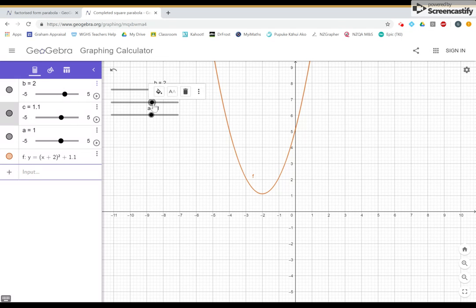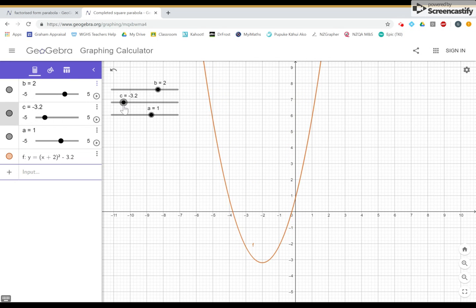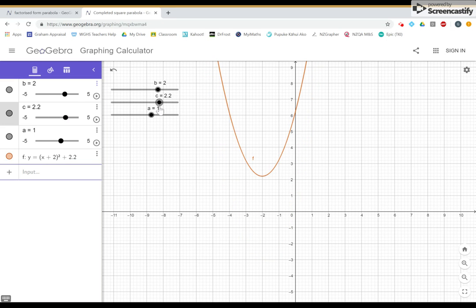With my vertical number, the number outside, that's how far up my graph has been shifted. And again, it does exactly what you'd expect. So therefore, it doesn't follow this opposite rule because it's not inside the bracket. So at -3, my graph has moved down 3, and at +3, my graph has moved up 3.